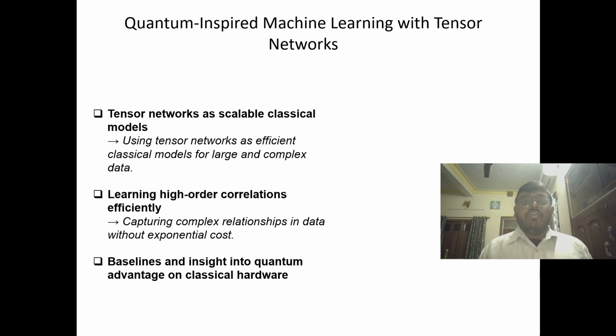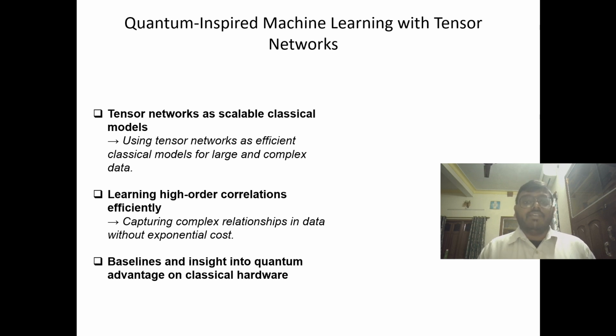Apart from this, I also work on quantum-inspired machine learning, where we borrow mathematical structures originally developed in quantum physics, such as tensor networks, to design efficient learning algorithms that can be executed entirely on classical hardware. These methods do not require any quantum computer. Instead, they exploit concepts like entanglement, low-rank structure, and tensor factorization to represent and process high-dimensional data more efficiently than existing conventional architectures.